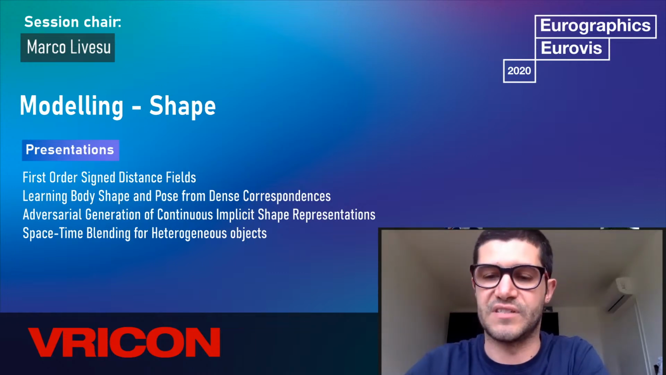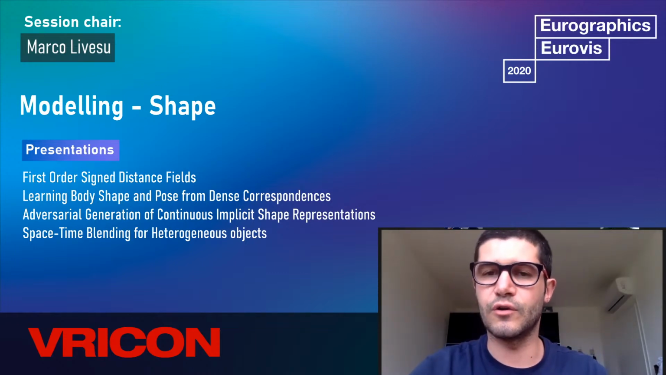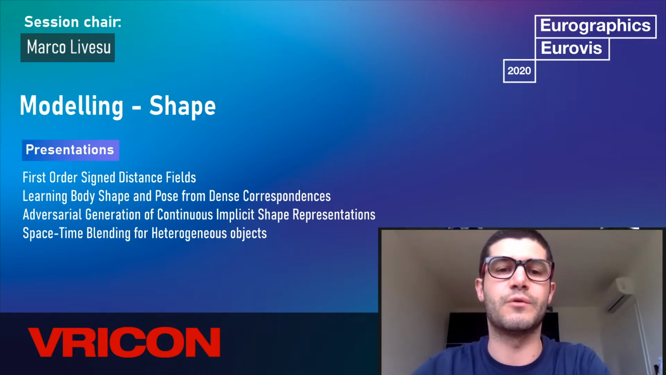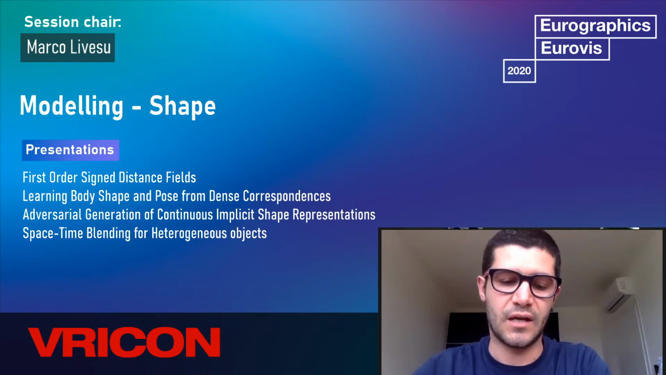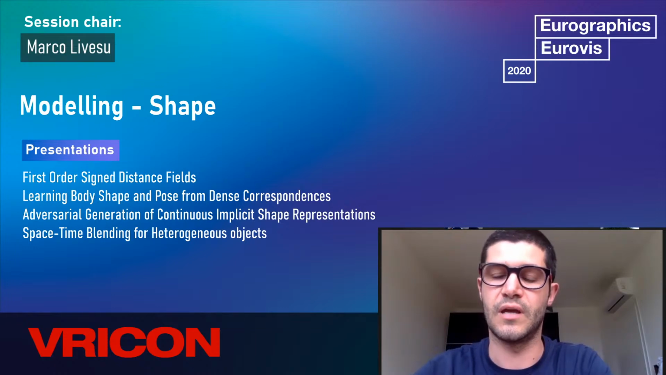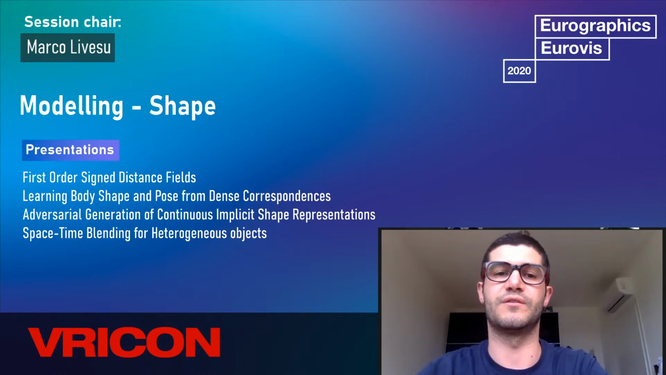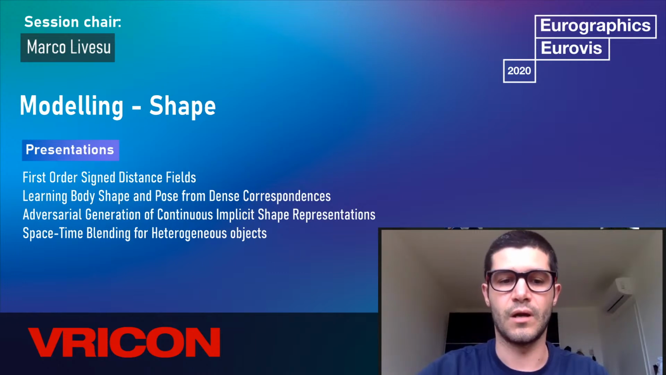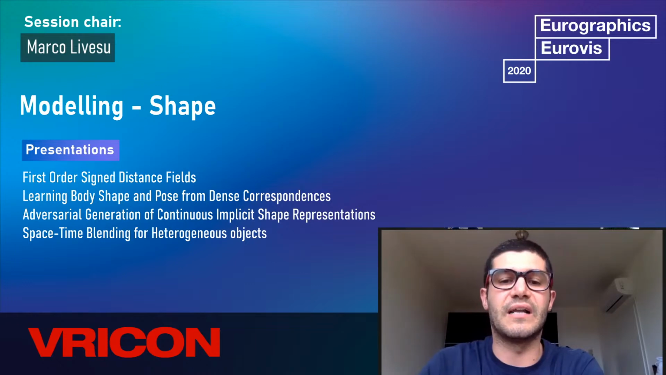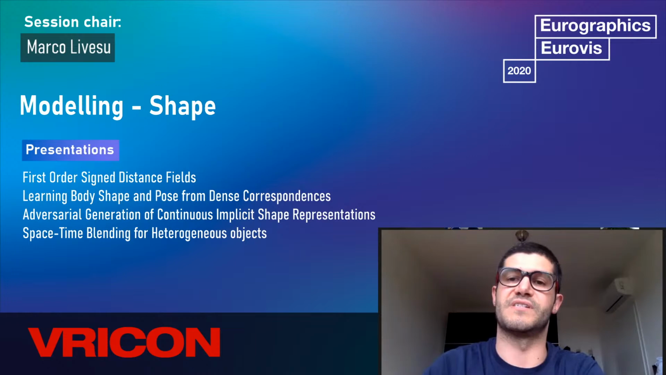For this presentation, I don't know if you heard me, maybe I was muted, so I will say it again. Unfortunately, we don't have the live presenter for this last paper, so we cannot take questions for this presentation. We're going to move directly to the third presentation of the session, which is titled Adversarial Generation of Continuous Implicit Shape Representations. This is a paper authored by Marian Kleinberg, Matthias Fey, and Frank Wickert, and Marian will be presenting.